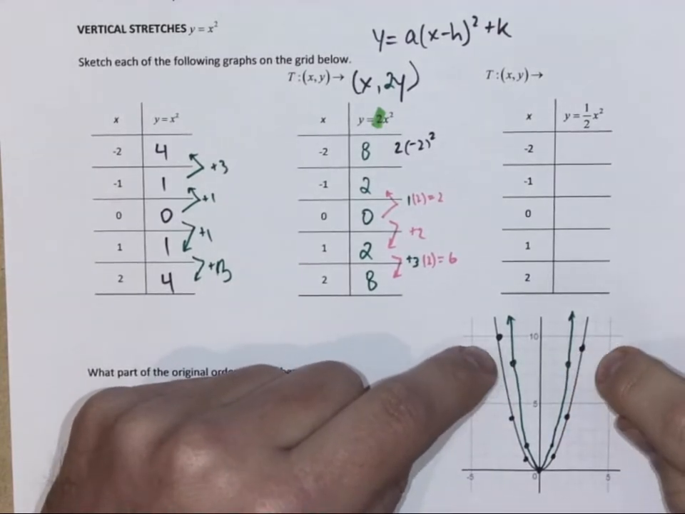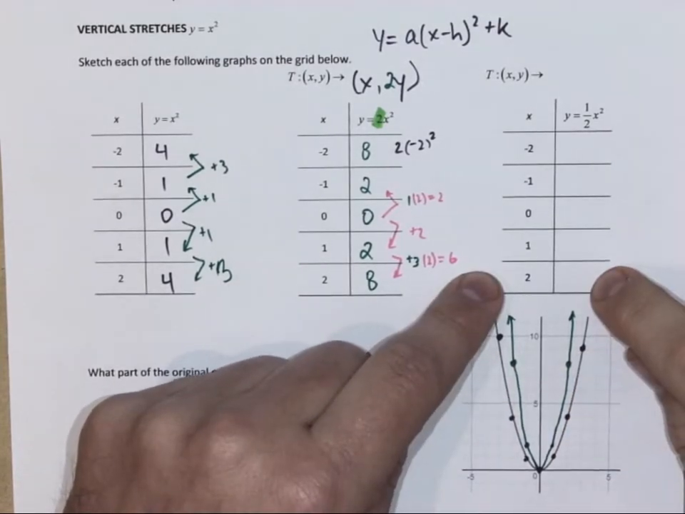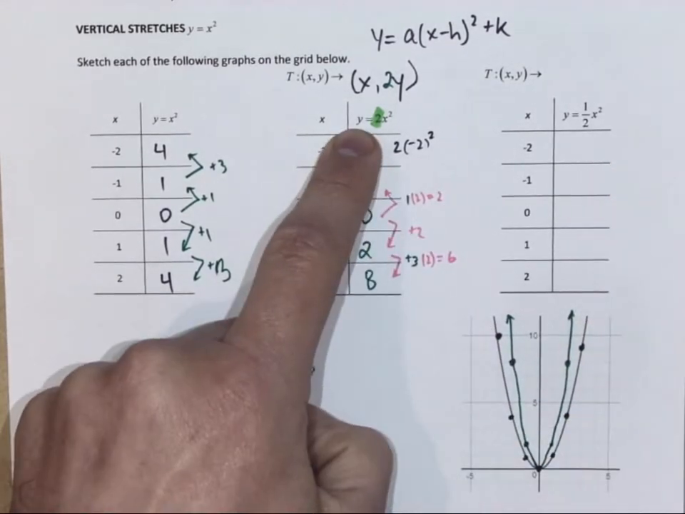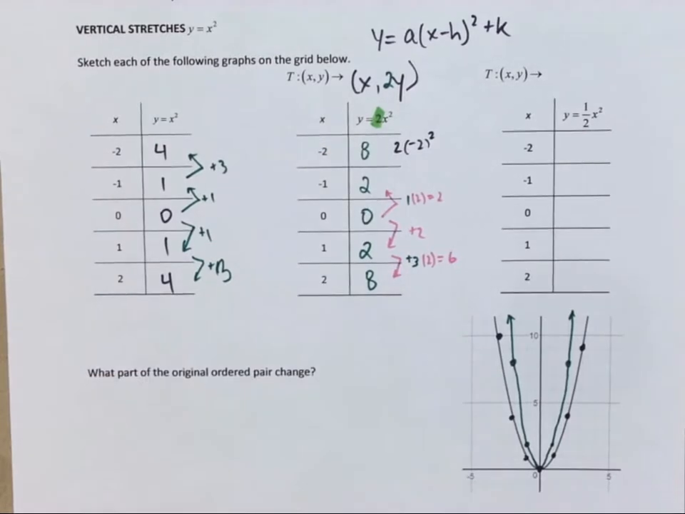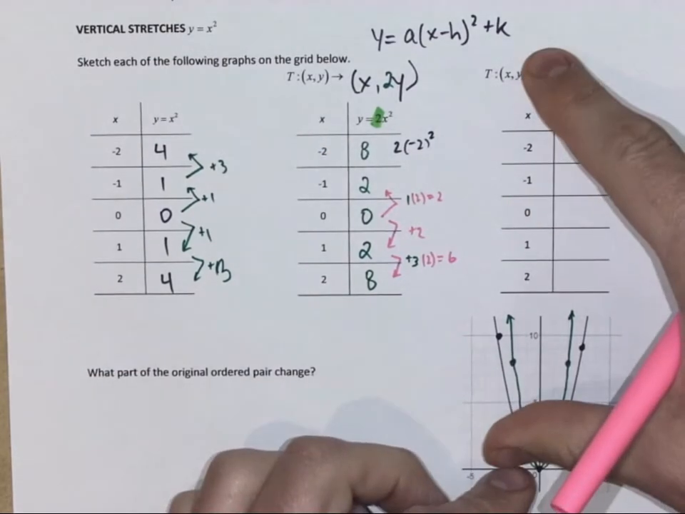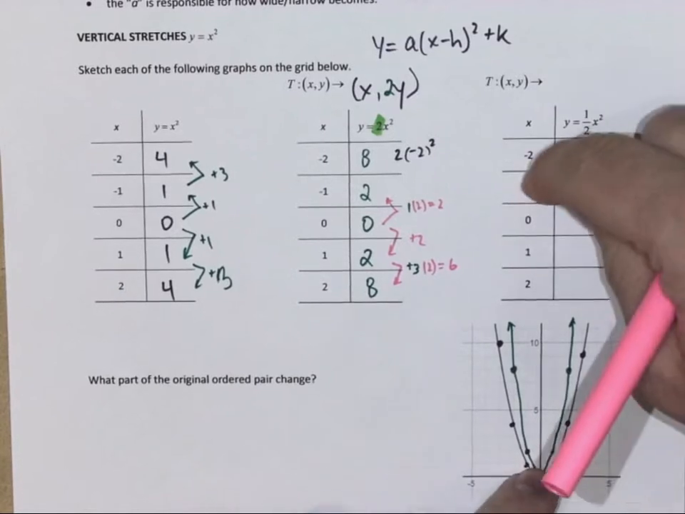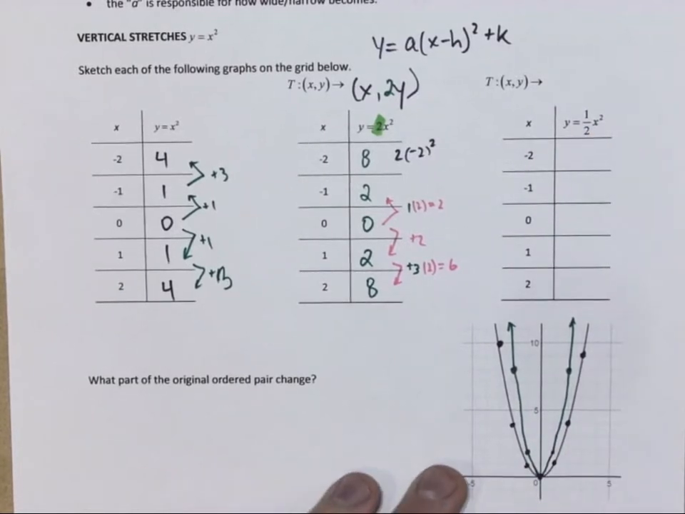Next one, out 1, up 5. 5 times 2 is 10, so that every step is going twice as high. So this is a vertical stretch because each point is being stretched compared to where it should be.